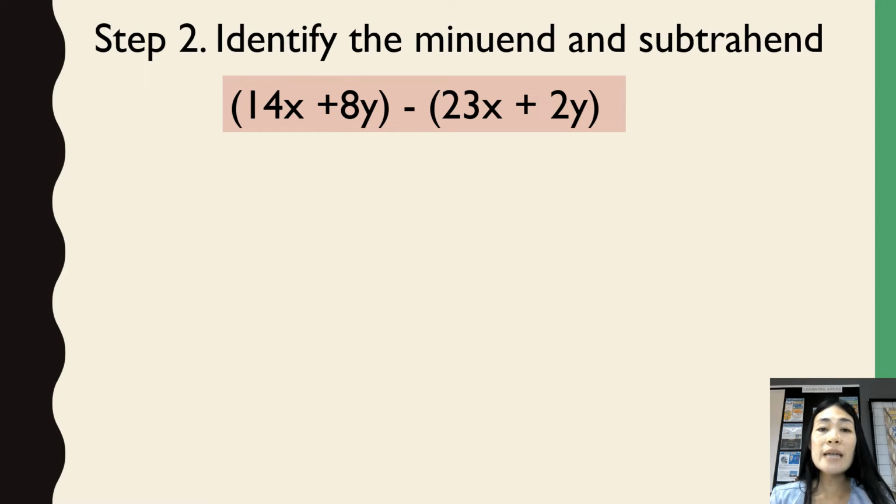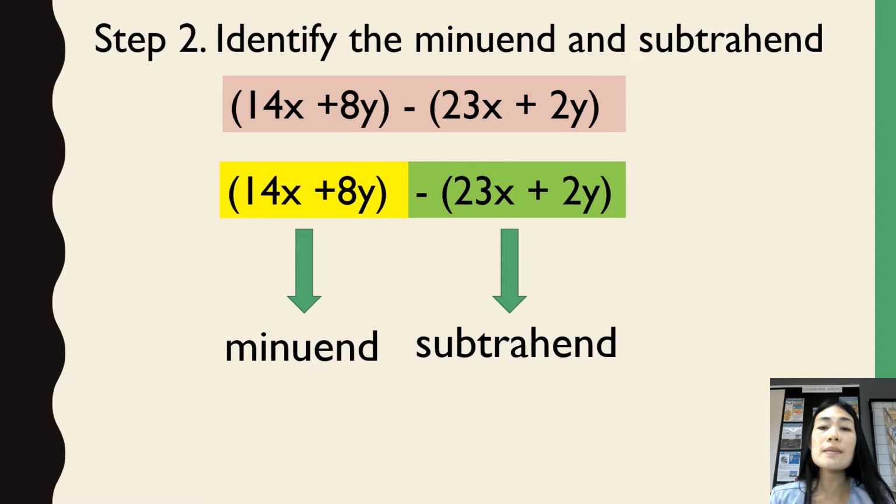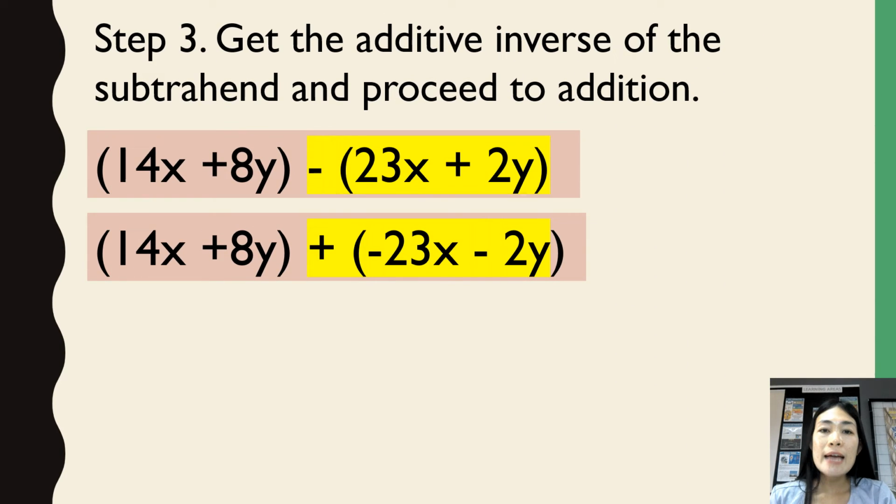Step 2 is identify the minuend and the subtrahend. So, the minuend is 14x plus 8y and the subtrahend is 23x plus 2y. Step 3 is to get the additive inverse of the subtrahend and proceed to addition. So this is the additive inverse of our subtrahend.